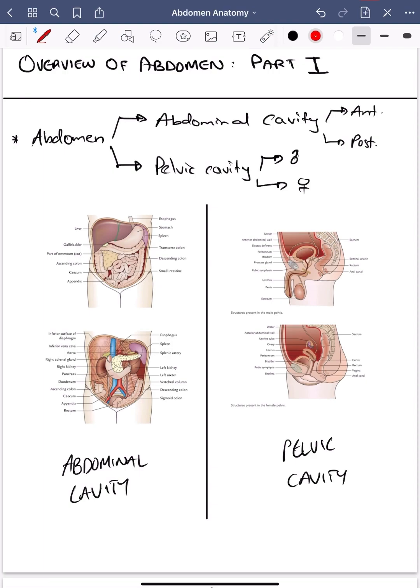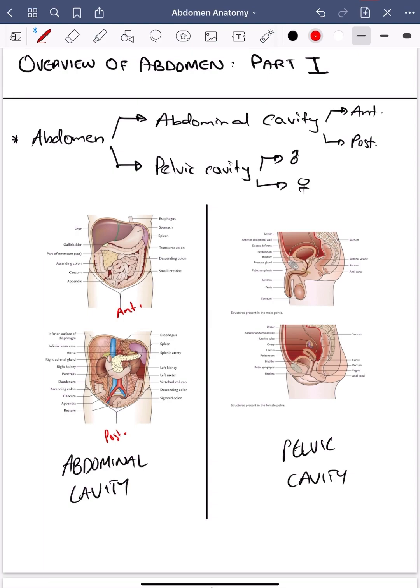Now I've included the diagrams. In the first one here, you see this is the anterior view. This is the anterior part, and this is the posterior part. So in the anterior part, you see the liver, the stomach, the loops of intestine, and all that. And in the posterior, you essentially see the kidneys, the pancreas, the vessels and spleen. So that is the abdominal cavity.